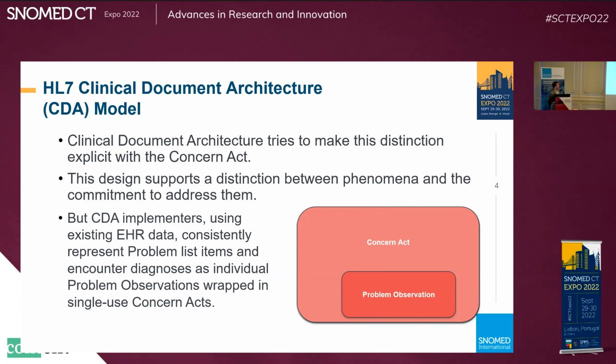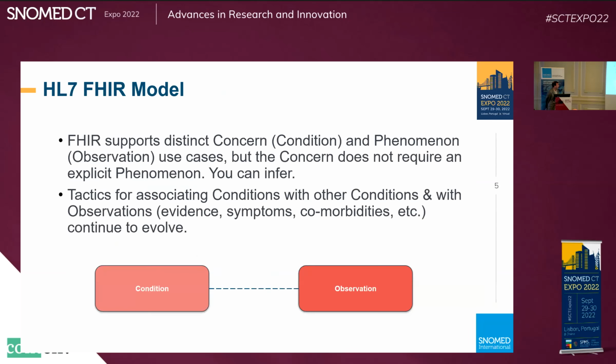In fact, the Structured Documents Committee is looking at a recommendation to adopt this pattern, and because no one is doing the one-to-many pattern, let's simplify the need to be able to digest that complexity and simply have a one-to-one relationship. In the newer information model in FHIR, there is this similar relationship between conditions and observations.